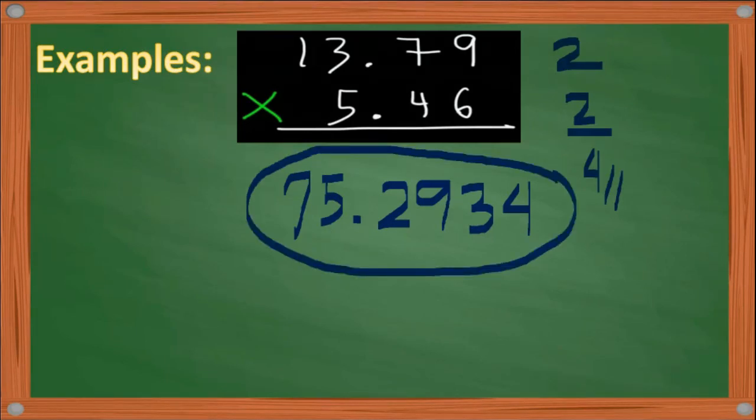Ano po ang dapat tandaan? Sa addition and subtraction, the alignment of the decimal point is the most important. In multiplication naman, the most important is the number of decimal places in the multiplicand and the multiplier.